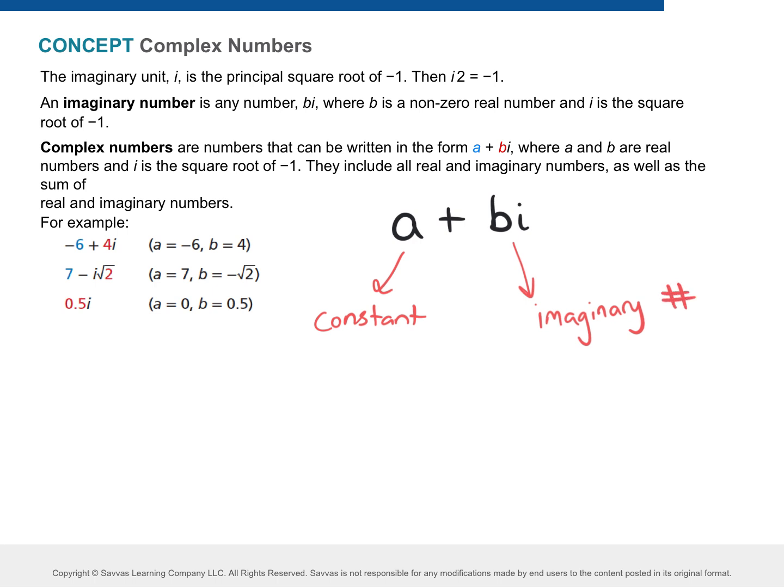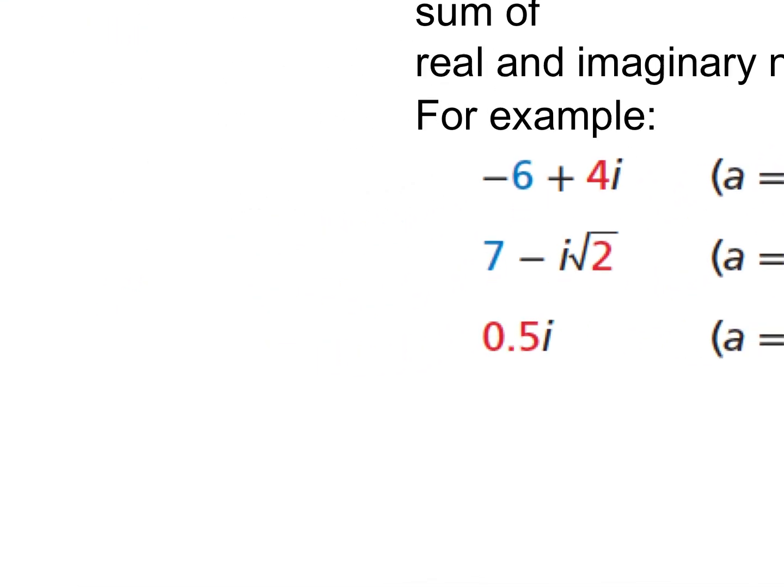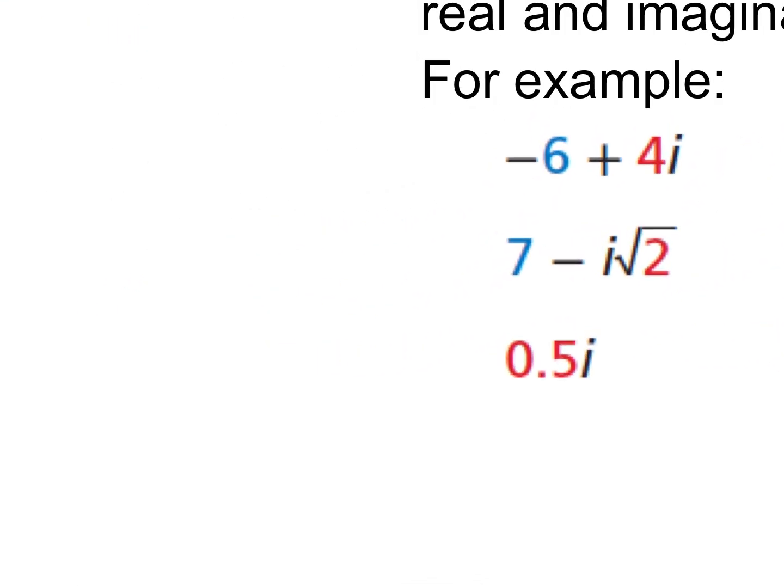Again, this is not in your notes, but I want to look at these examples over here. These are all in a plus bi form. That's the way we want to write our complex numbers. Looking at this one right here, what is the a value? Yes, because we have a plus bi, so negative 6. What is my b value? Just the b? 4. There you go.